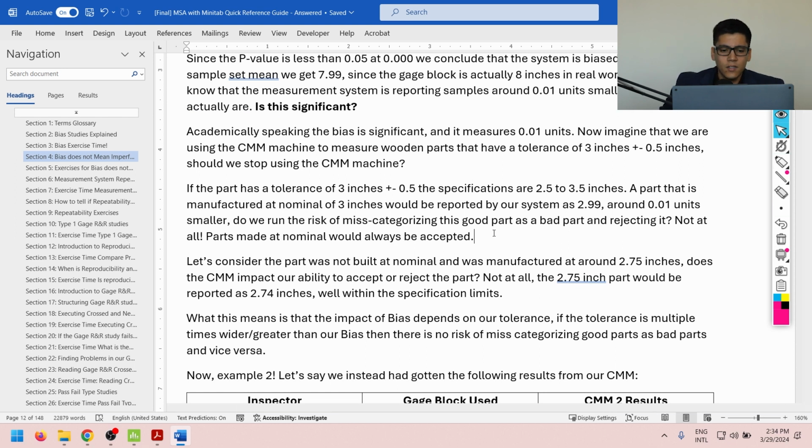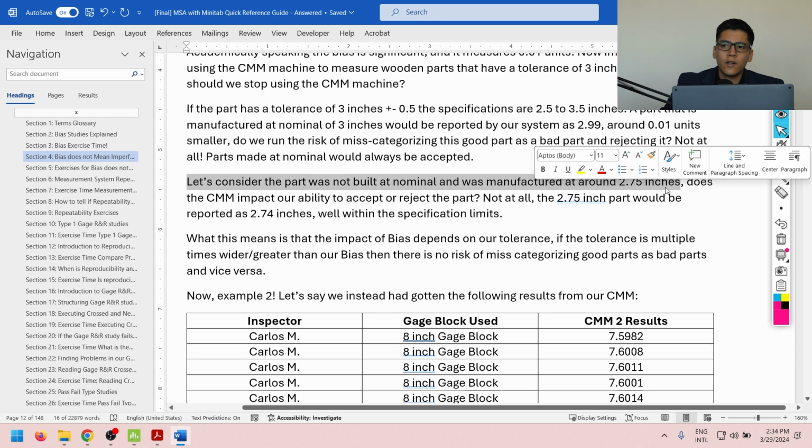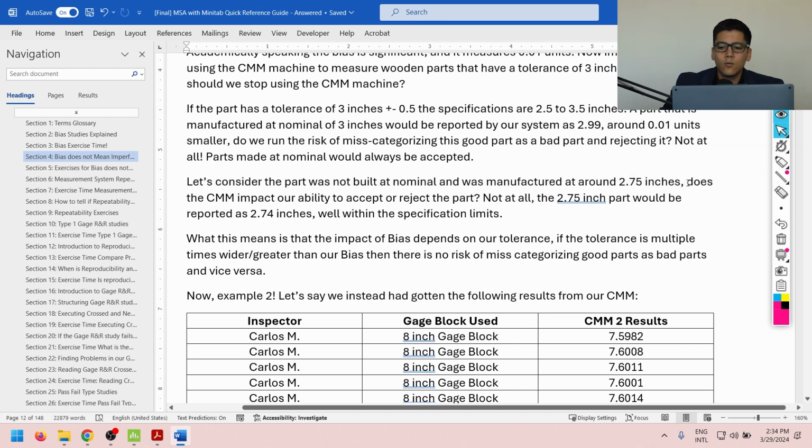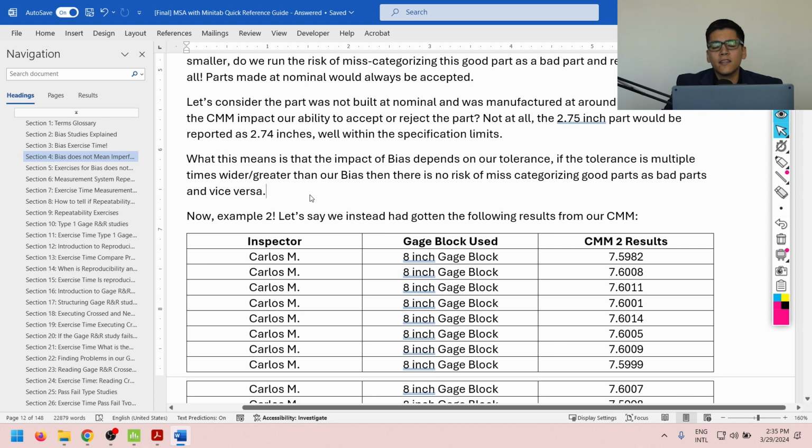Now, let's consider that the same part was not built at nominal and was manufactured at around 2.75 inches. Would my CMM machine negatively impact my output? No, because instead of saying that the real world part is 2.75, I would report it as 2.74, still well within spec, okay? So what this means in conclusion is that the impact of bias depends on our tolerance. If the tolerance is multiple times wider or bigger or greater than our bias, then there is no risk of miscategorizing good parts as bad parts and vice versa.